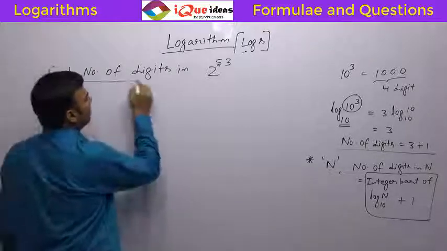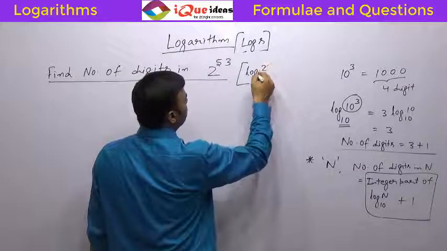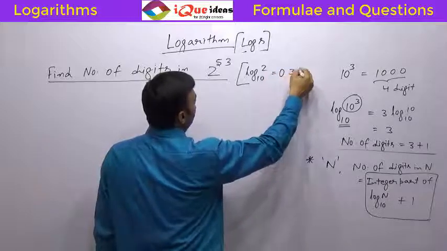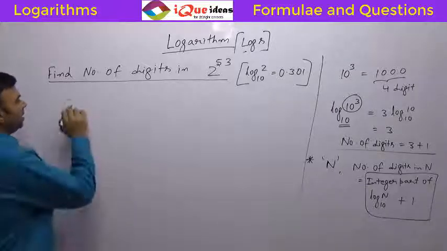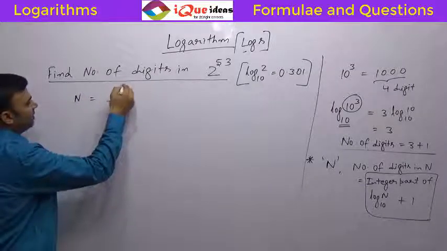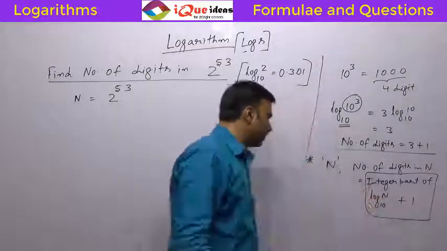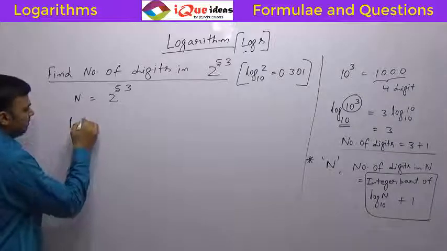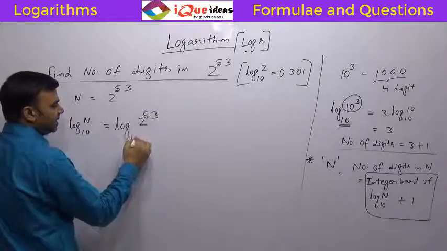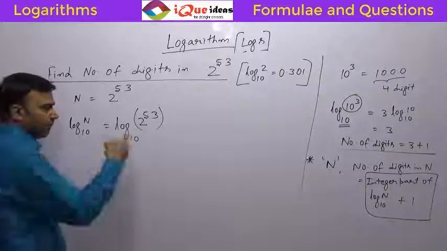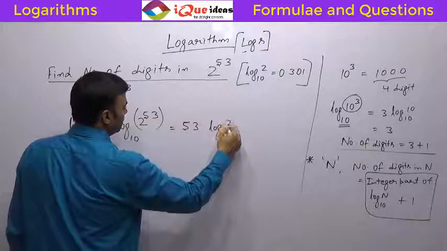If I say that find number of digits in 2 raised to 53, then here there must be an information given that log 2 to the base 10 is 0.301. This is given, and don't worry, it will be given in the questions. Just remember this rule. Suppose there is a number n which is 2 raised to the power 53. To find the number of digits, what is the procedure? First you find log n to the base 10. So here log n to the base 10 is log 2 raised to the power 53 to the base 10. Right? Now the power will come out. So we'll have 53 into log 2 to the base 10.